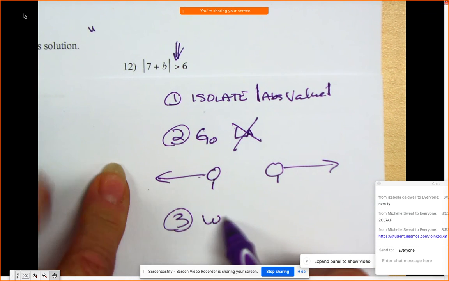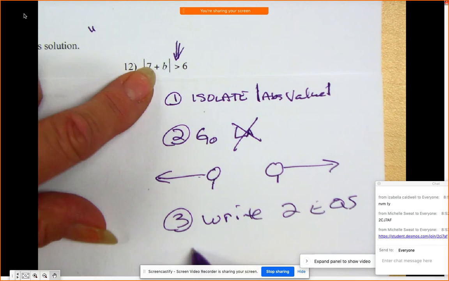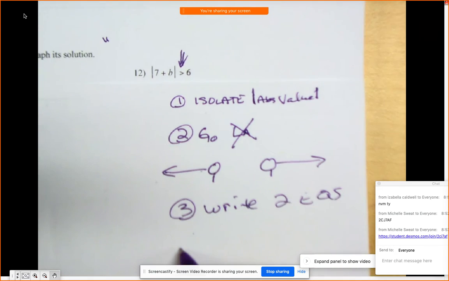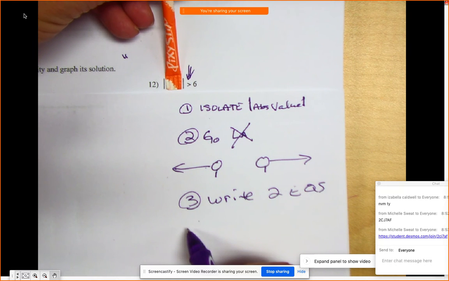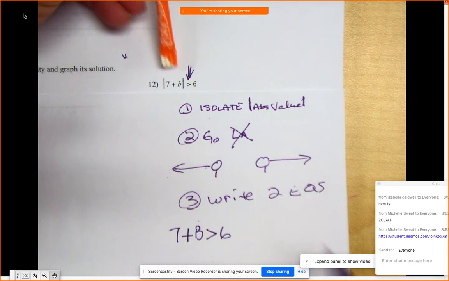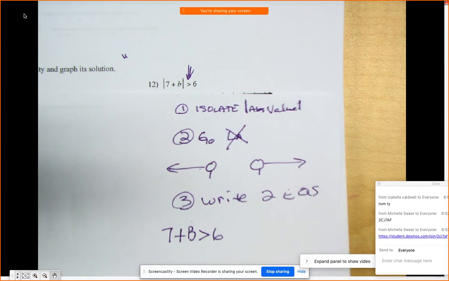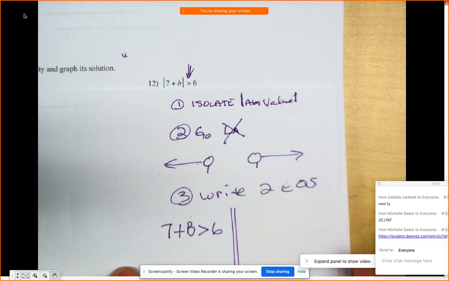Step 3 is write your two equations. Okay, so the first one I write here. I don't change anything underneath this. If I want to cover up my absolute value, you write just what you see without the absolute values there. 7 plus b greater than 6. I didn't change a thing except get rid of the absolute value. When you write two equations, your absolute value is no longer there. We're going to solve now.